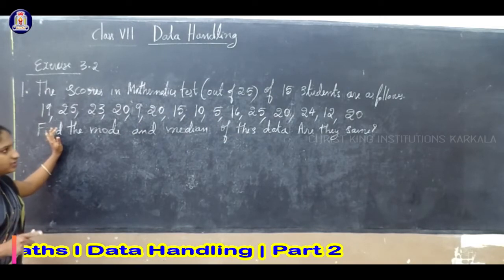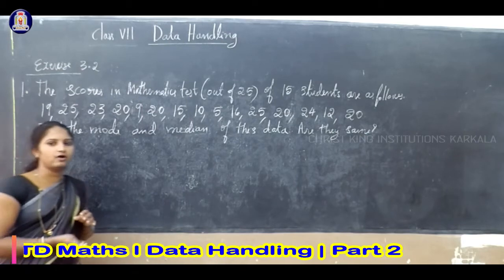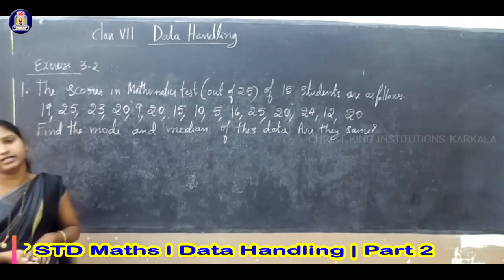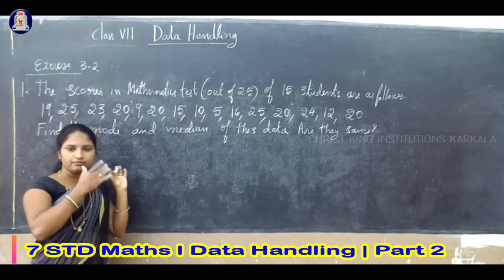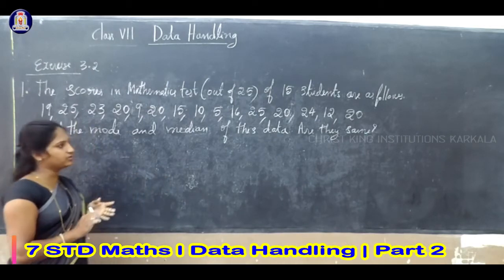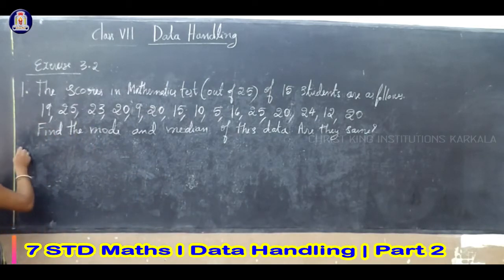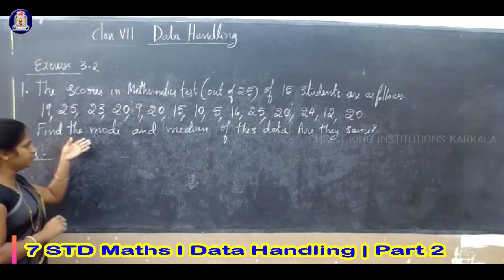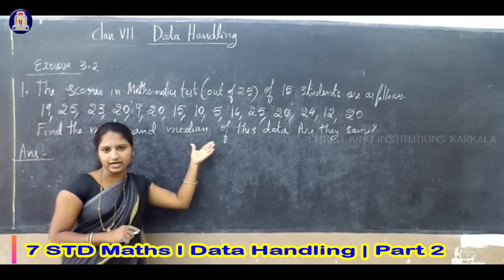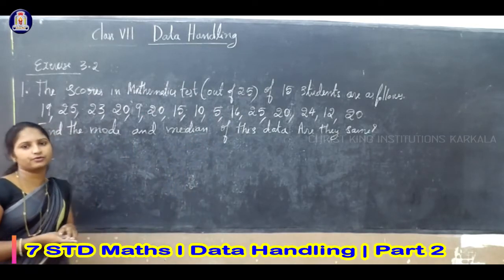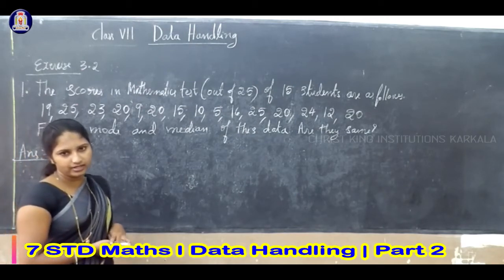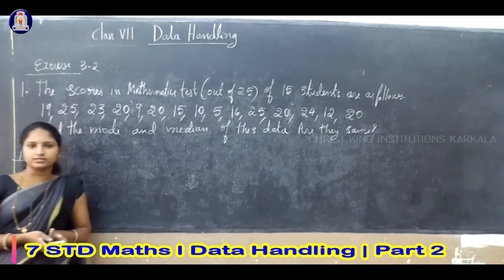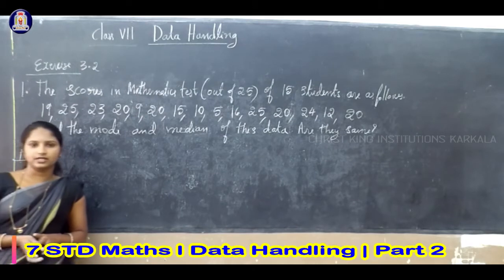So to find the middle term, what do we have to do? First we have to write in ascending or descending order, that means smallest to greatest or greatest to smallest. If they ask to find the mode or median in the given data, first we have to write the given data in ascending or descending order.